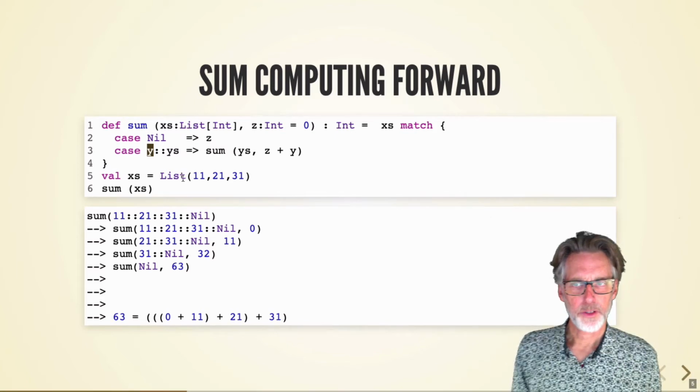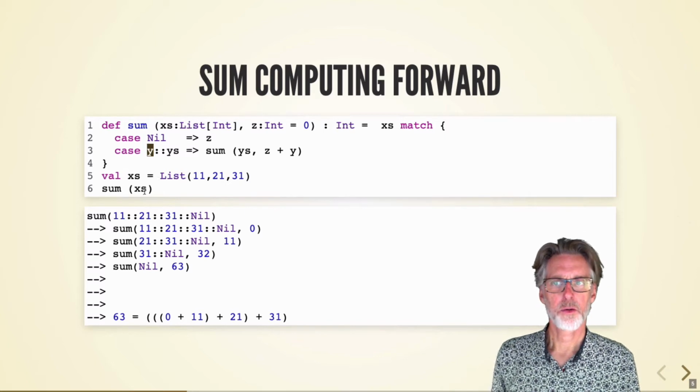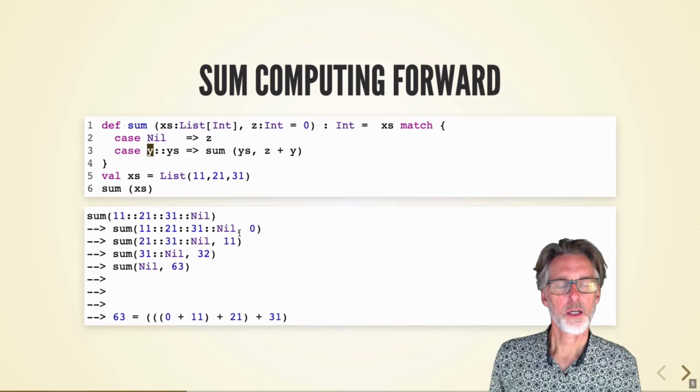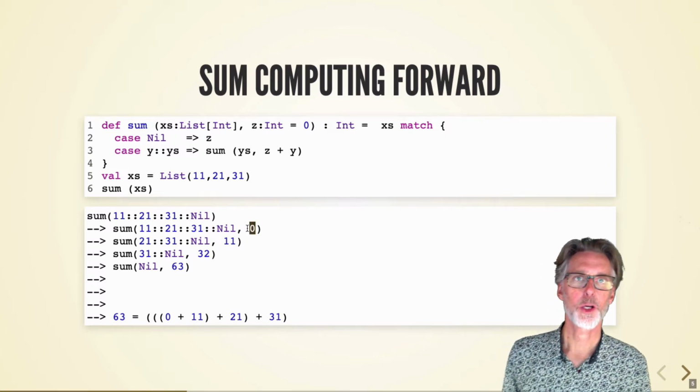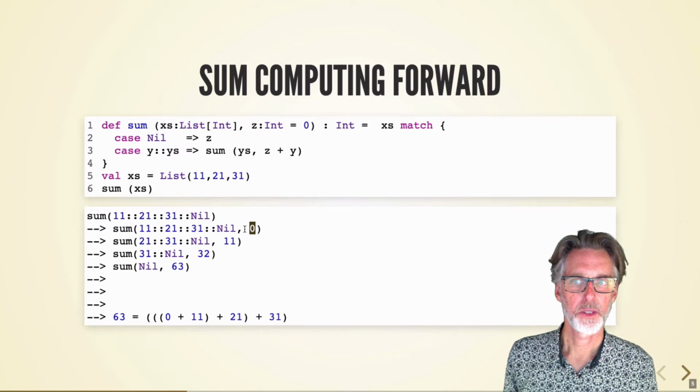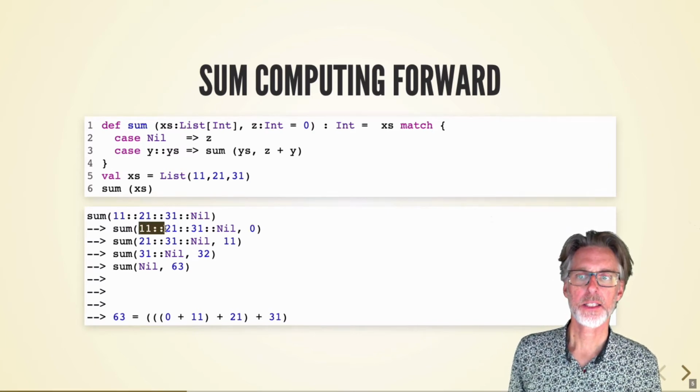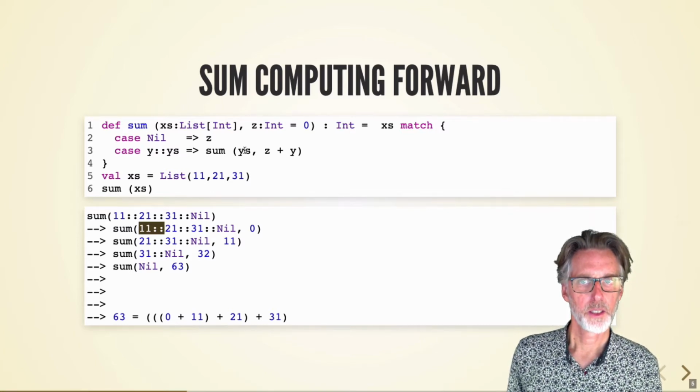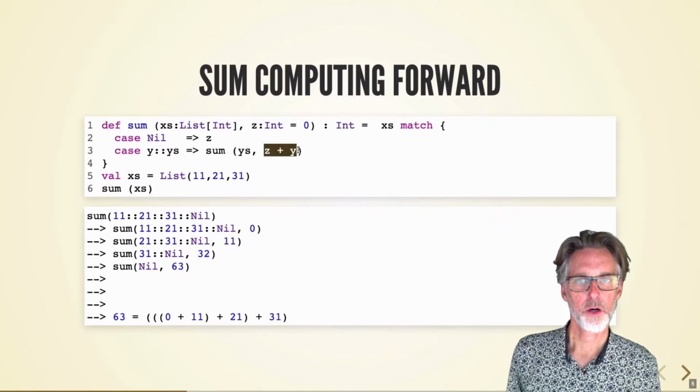So here's an example list, 11, 21, 31. And when I call sum on that, Scala will fill in the default argument for z. So we'll start our accumulator initially at 0. And since we see a cons up front, we'll perform the sum recursively. So note we'll recur on the sum with the tail, that's 21, 31, nil. And we'll take the 0 element that was passed in, the accumulator, and add the head. So we'll end up with 11 here.